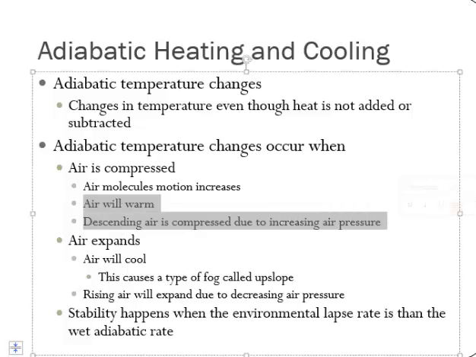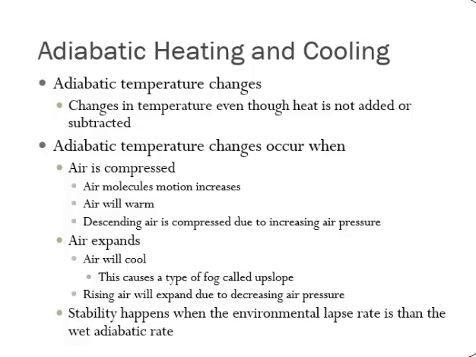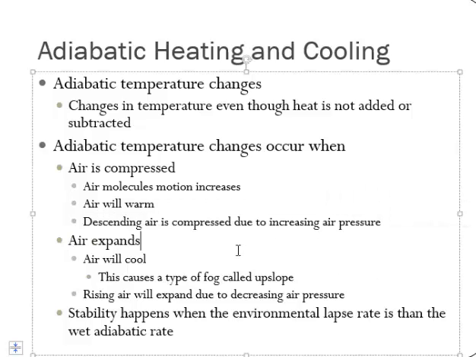And that's why when you have air from a mountaintop that comes down towards the ground, it's going to increase in pressure. Remember, we saw before how in the troposphere, the lower you are, the higher the air pressure. As an air mass comes down from a mountain, it's going to go into higher and higher pressure. And as it goes into higher and higher air pressure, it's going to increase in temperature because the molecules get squeezed closer and closer together. So descending air is compressed due to increasing air pressure.